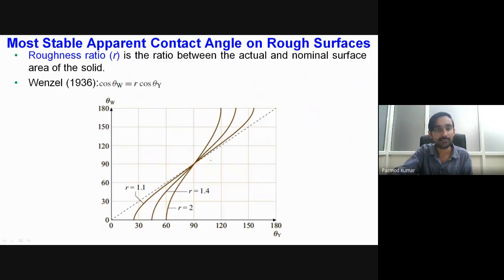Okay, so then we have the most stable apparent contact angle, particularly for the rough surface. So this is given by Wenzel.